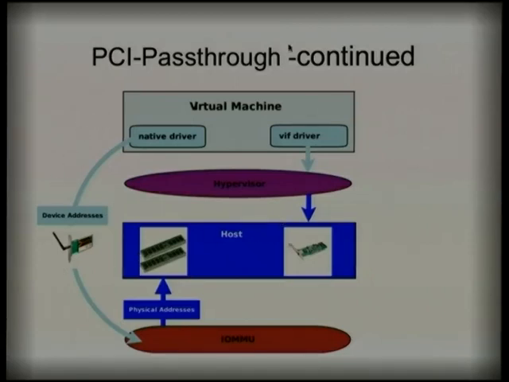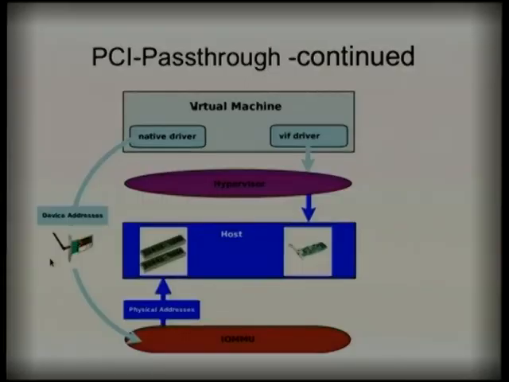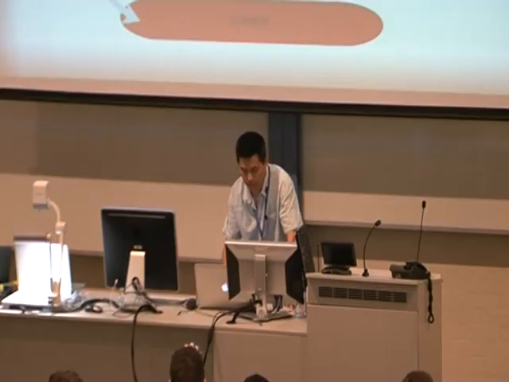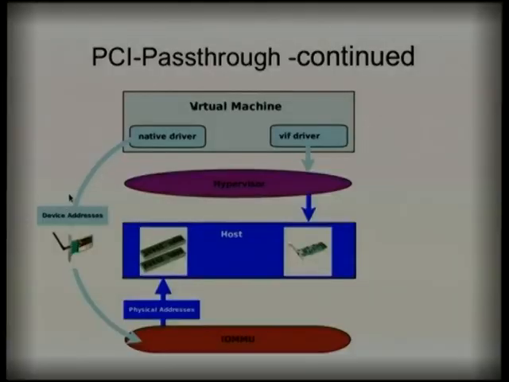With PCI pass-through of the PCI devices, here we can see a wireless network card. The hypervisor will present the physical device to the VM, and the VM will use the native driver to talk to the device address of the PCI network card. Then the IOMMU will translate to the actual physical address to finish the operation.